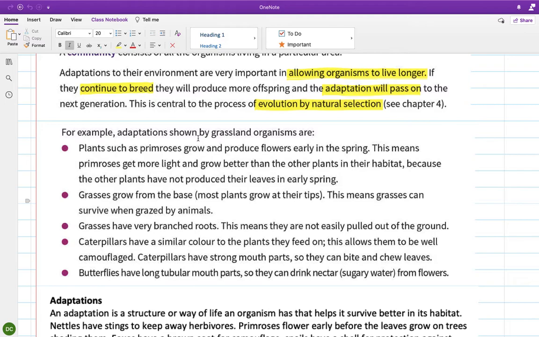A lot of adaptations, the caterpillars there have a similar colour to the plants they feed on, which allows them to be well camouflaged. There's a lot of that in nature, an awful lot of animals that have colour adaptations so that they can blend in with their environment, and it makes them less likely to be eaten by a predator.